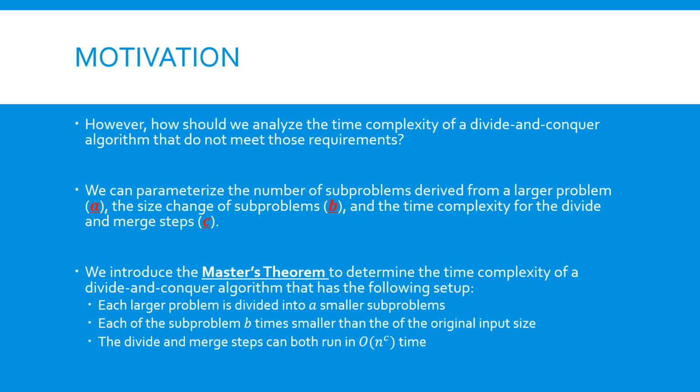Specifically, let A be the number of subproblems derived from a larger problem, B be the size reduction factor of the subproblem compared to the original problem, and C be the exponent of the time complexity for the divide and merge steps. In other words, the divide and conquer algorithm divides each problem into A subproblems, where the size of each subproblem is B times smaller than the original problem. Meanwhile, the algorithm can complete its divide and merge steps in O(n^C) time.